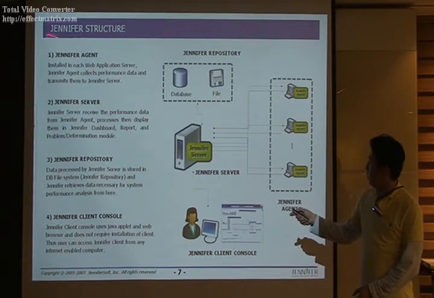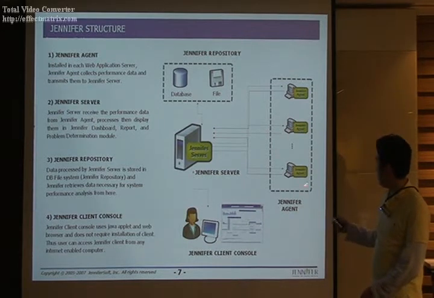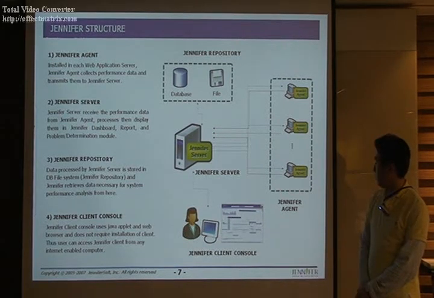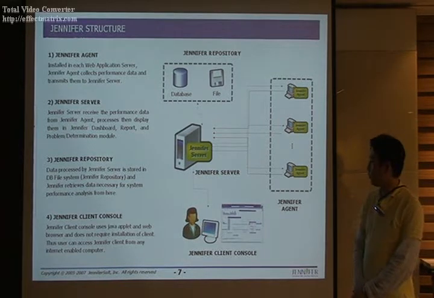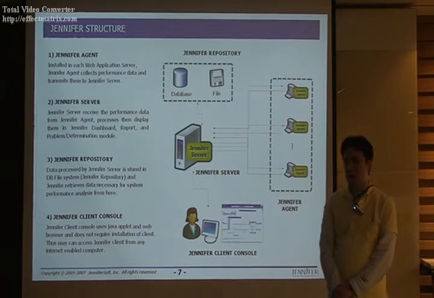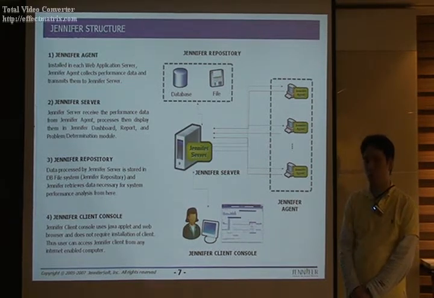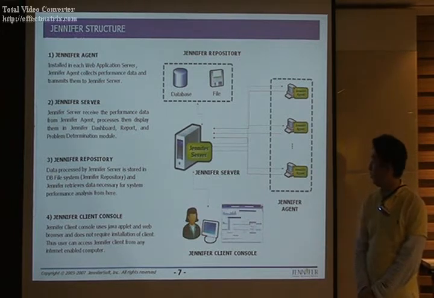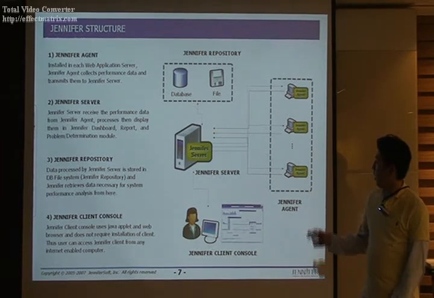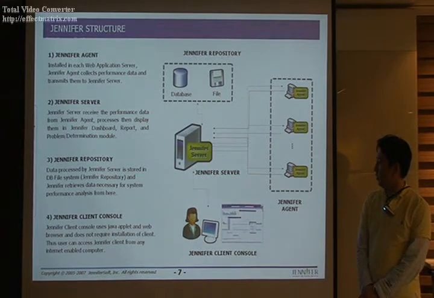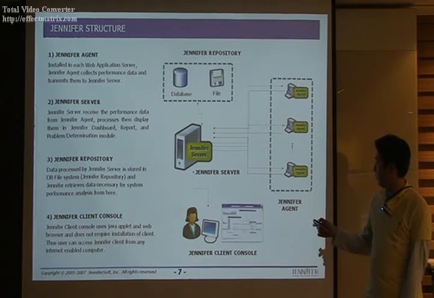Jennifer agent is the portion that is installed on each web application server. Agent's job is to grab the data and send it to the Jennifer server. The Jennifer repository is a separate database. The Derby database is typically packaged with Jennifer, but any kind of relational or third-party database such as Oracle or SQL can also be used. The repository acts as a database where all the data are collected, and historical trends, analysis, and reporting can be done from the database over here.